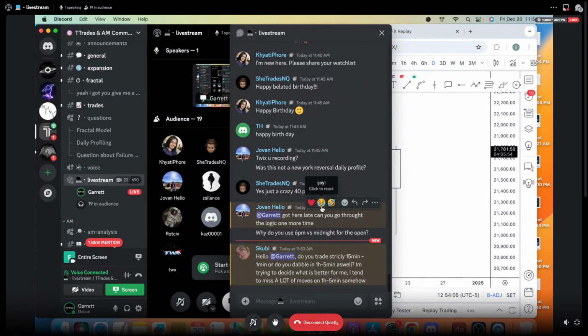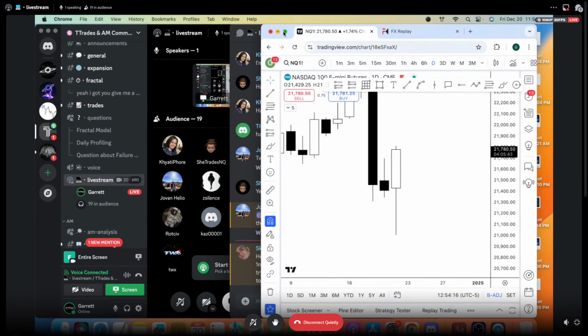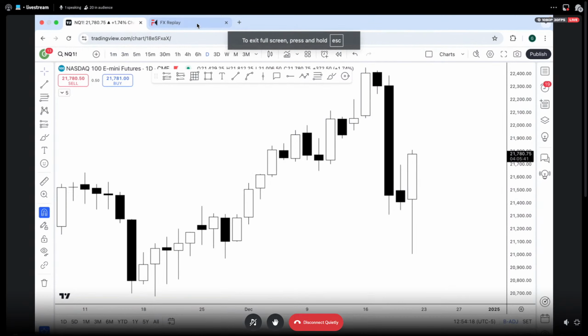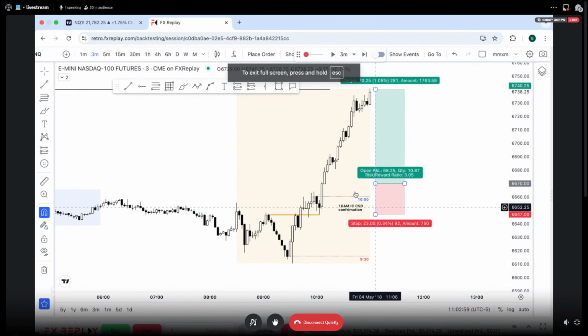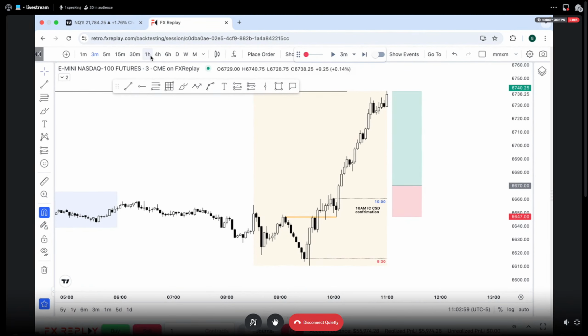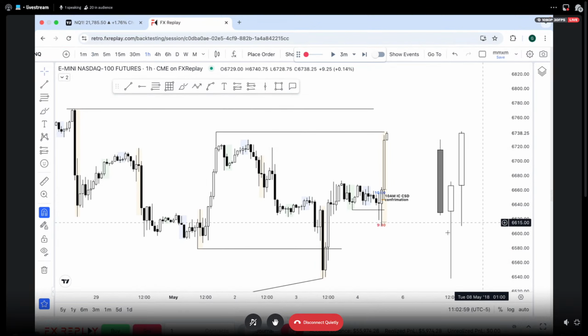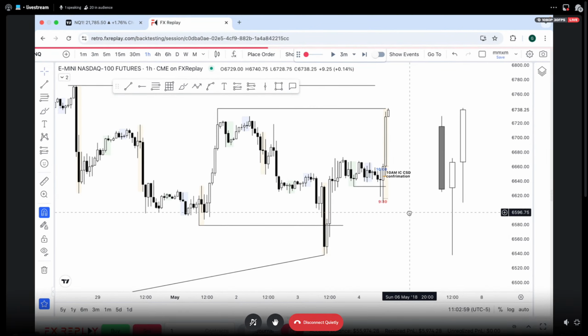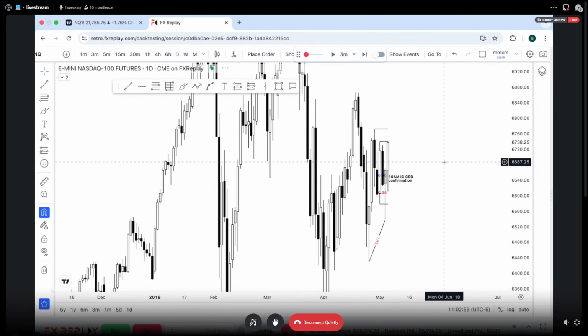Do you trade strictly 15-minute, 1 minute, or do you dabble in the 1 hour, 5 minute? I'll go over my approach tomorrow. But the way I like to trade, I'm going to show you this example just on FX Replay. I was just backtesting, but this is how I like to trade. I like to trade away from manipulation, on all time frames essentially. I'll just go over this example here.